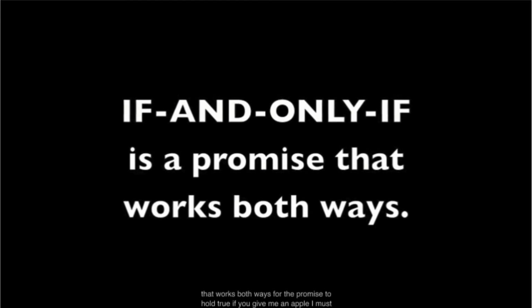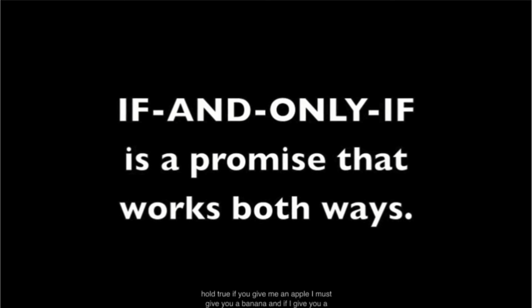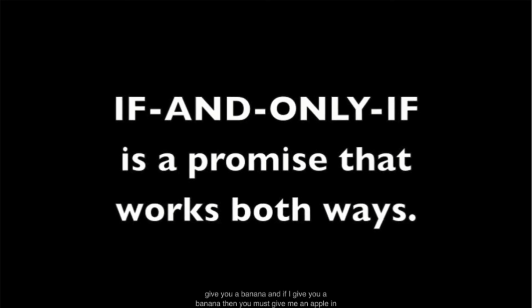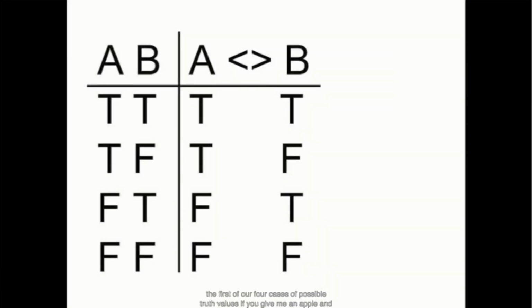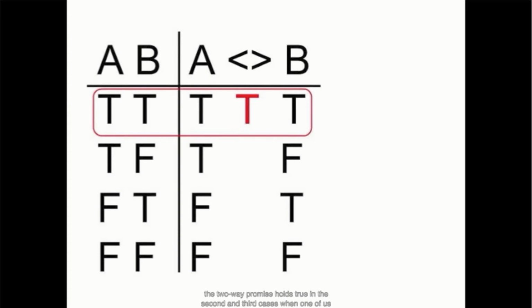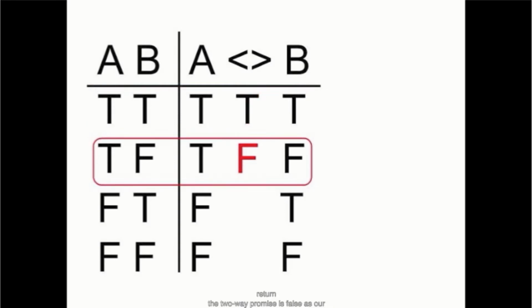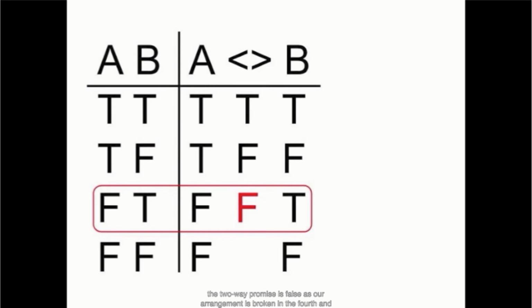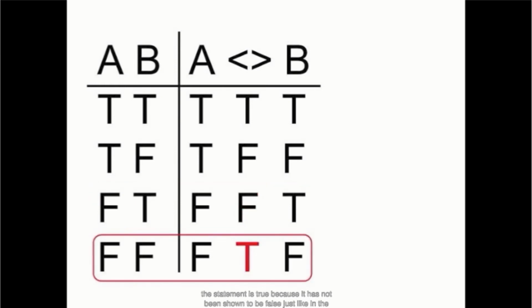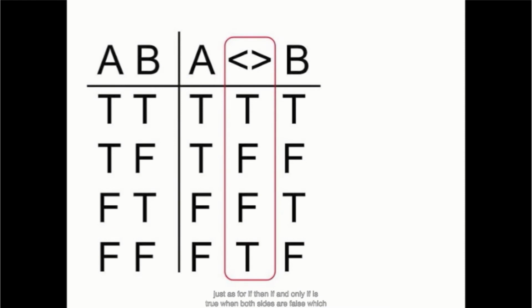For the promise to hold true, if you give me an apple, I must give you a banana, and if I give you a banana, then you must give me an apple. In the first of our 4 cases of possible truth values, if you give me an apple and I give you a banana, the two-way promise holds true. In the second and third cases, when one of us gives the other something but does not receive what they were promised in return, the two-way promise is false as our arrangement is broken. In the fourth and final case, our arrangement is unbroken if neither gives the other anything, and the statement is true because it has not been shown to be false, just like in the third and fourth case for a conditional. Just as for if-then, if and only if is true when both sides are false, which leads many to make mistakes.